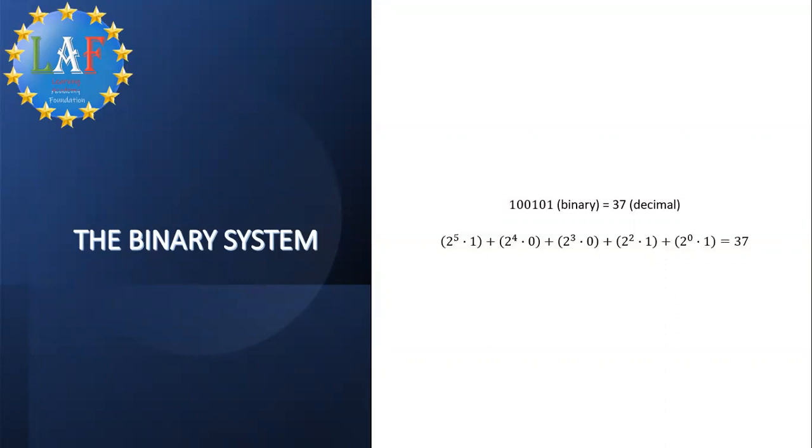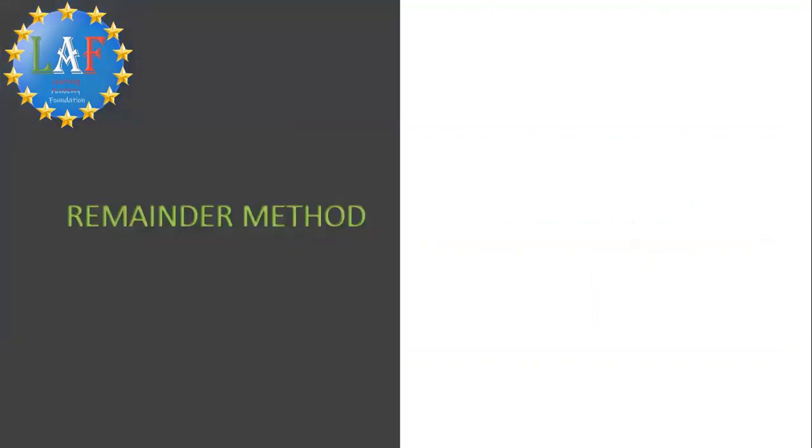You can use a method to convert decimal numbers to binary, such as the remainder method. Let's see an example. 119. I want to see how much is 119 in binary system. 119 divided by 2 is 59, remainder 1. 59 divided by 2 is 29, remainder 1. 29 divided by 2 is 14, remainder 1.